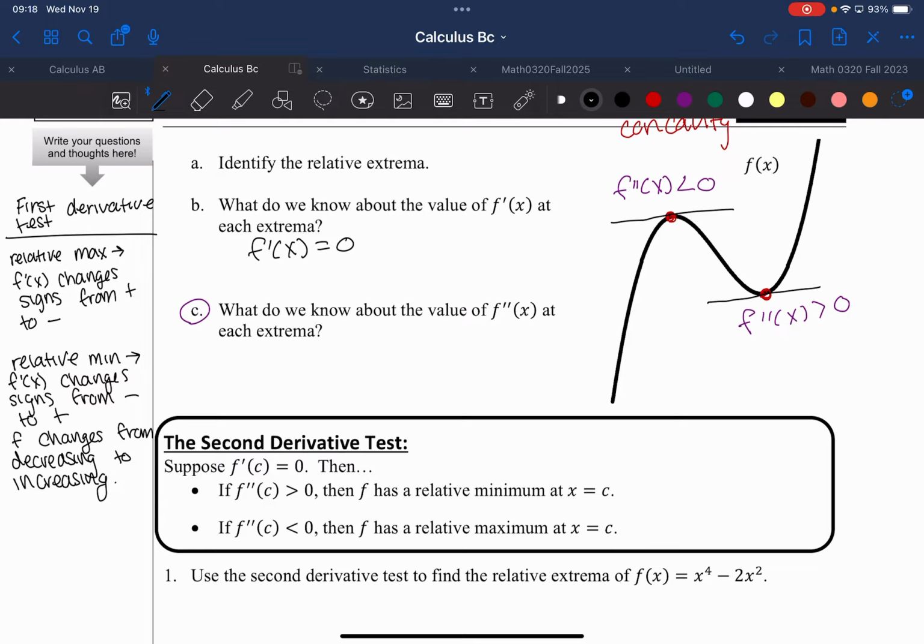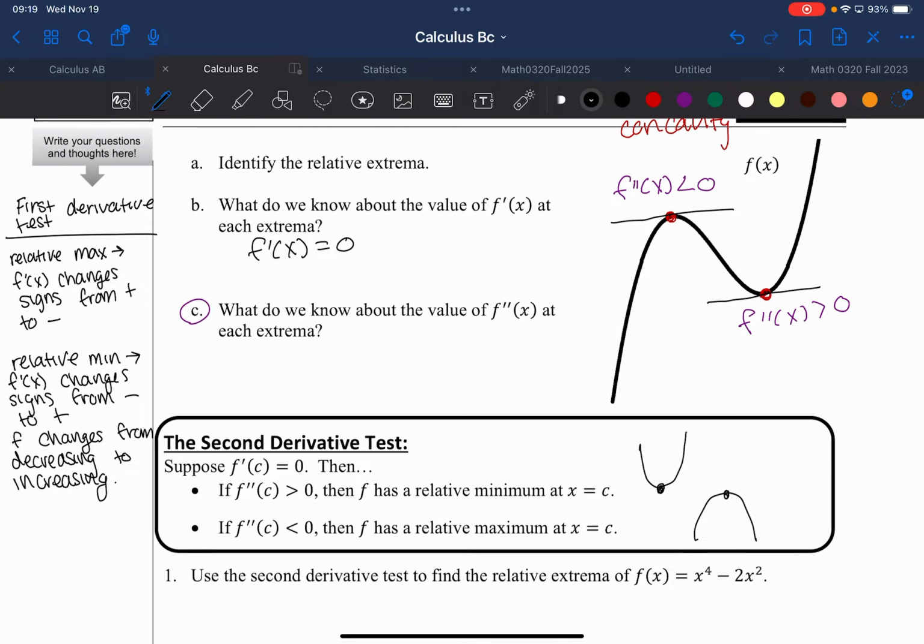Okay, so if our second derivative is positive, that means we have a concave down, or sorry, concave up. If our second derivative is positive, meaning greater than 0, that means we have concave up, which means we have a relative minimum. Right, we can't have a minimum if it is concave down. That'd be the opposite. Okay, and then if the second derivative is negative, then we have a relative maximum because it's concave down.